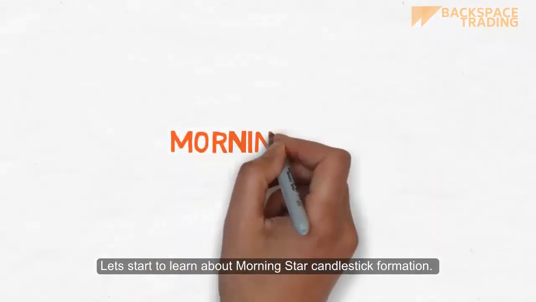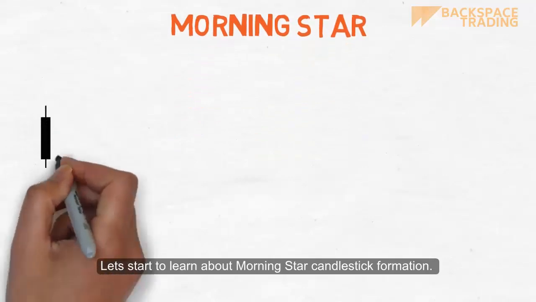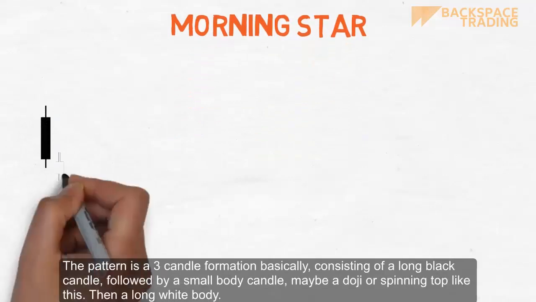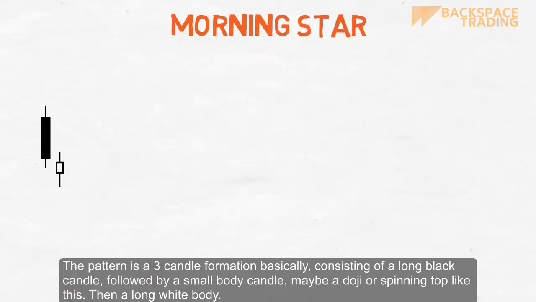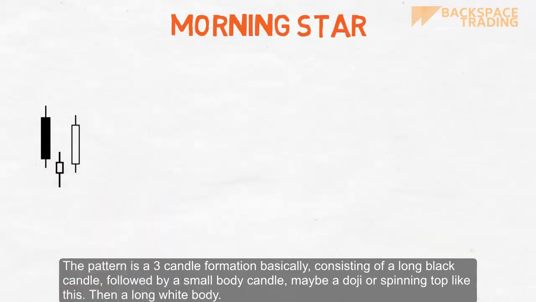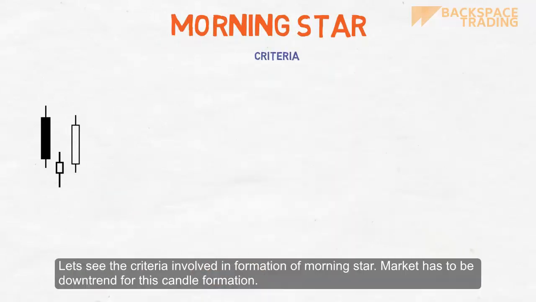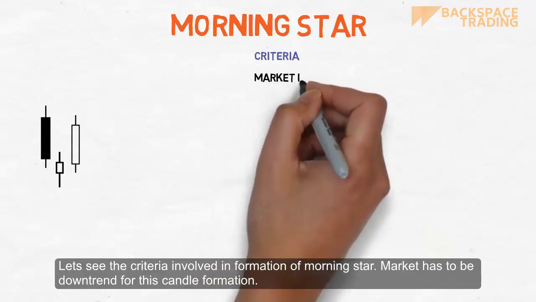Okay, now let's start to learn about morning star candlestick formation. The pattern is a three candle formation, basically consisting of a long black body followed by a small body candle, maybe doji or spinning, and then a long white body. Let's see the criteria involved in the formation of morning star.